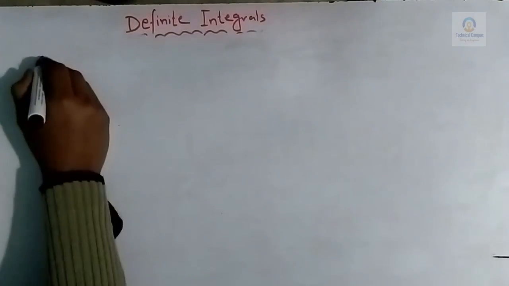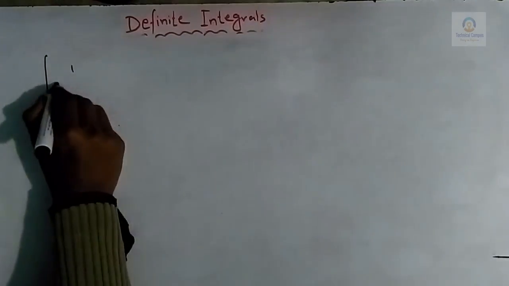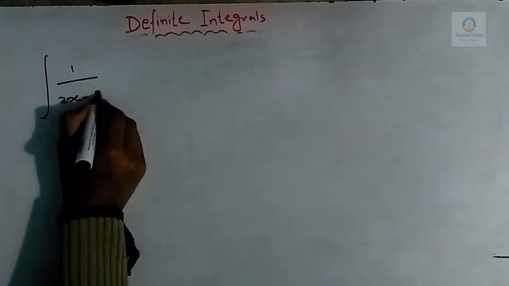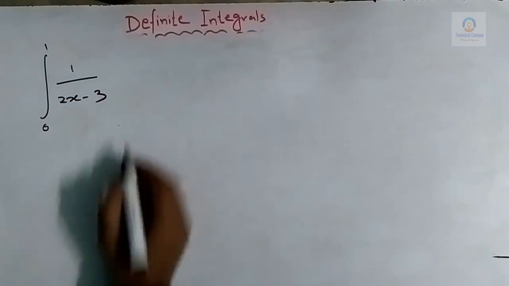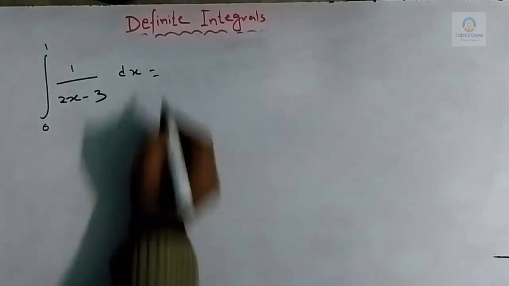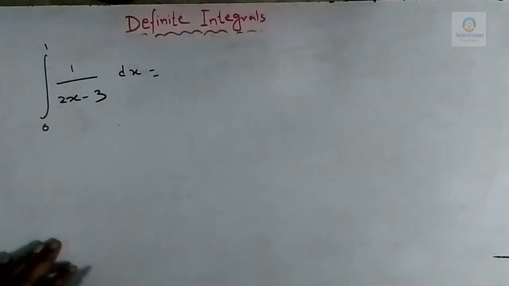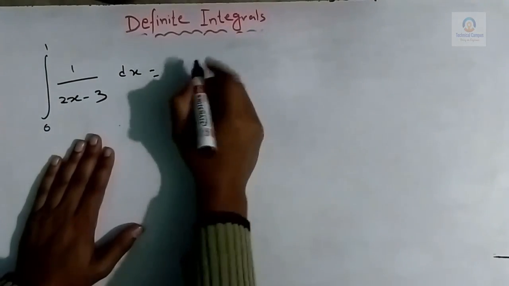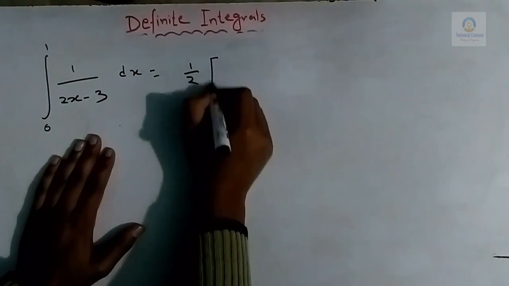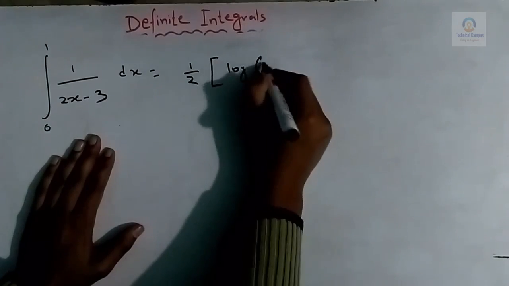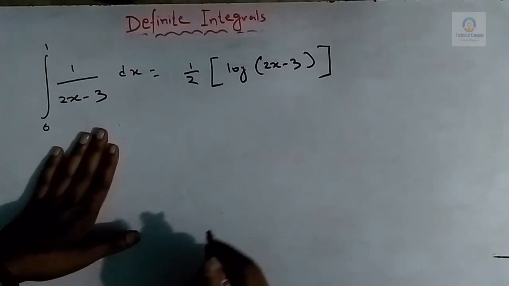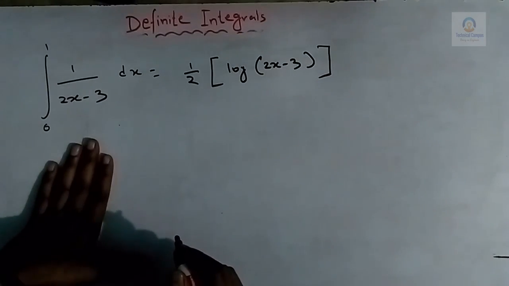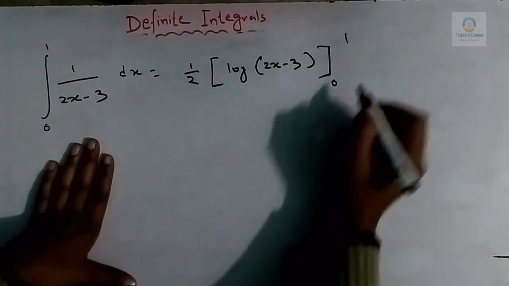Suppose we have the function 1 by 2x minus 3, and we integrate this from 0 to 1. If we apply the rule of integration by substitution, this value will be 1 by 2 into log 2x minus 3. Please solve this integration by applying integration by substitution. If you apply the rule, you will get this value.